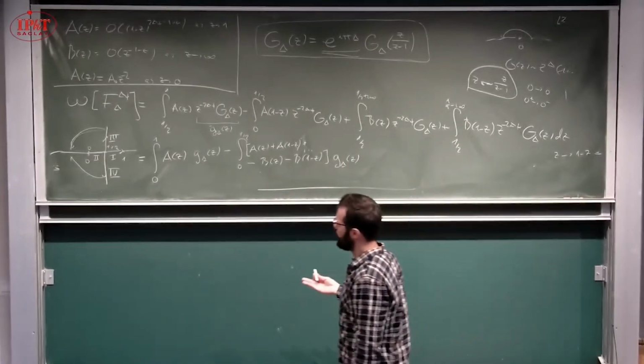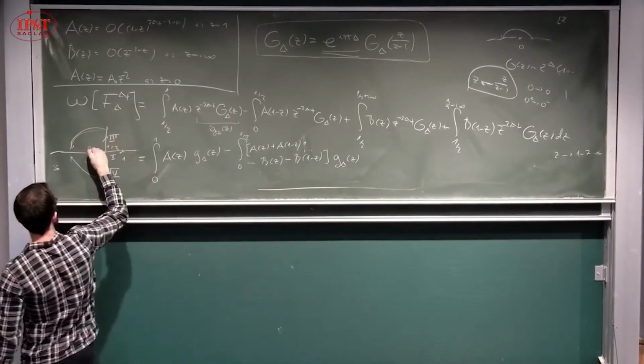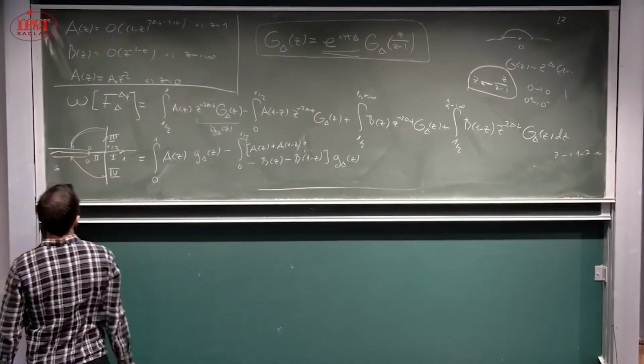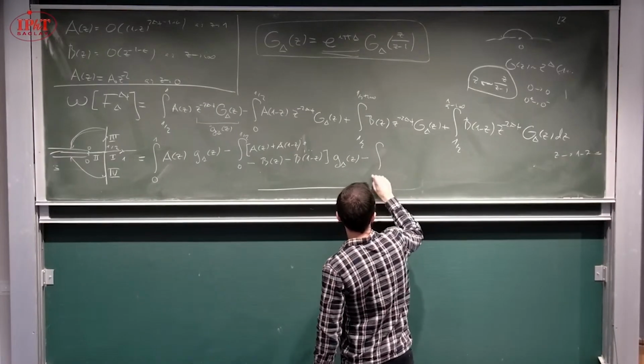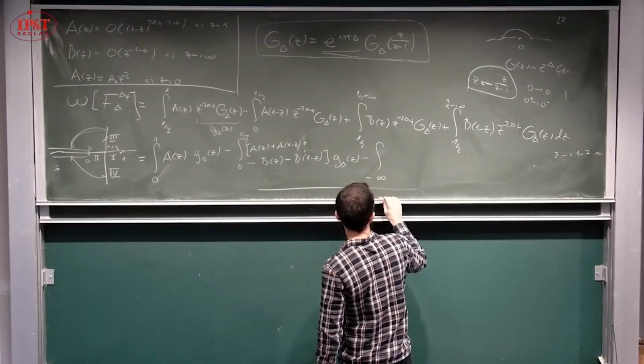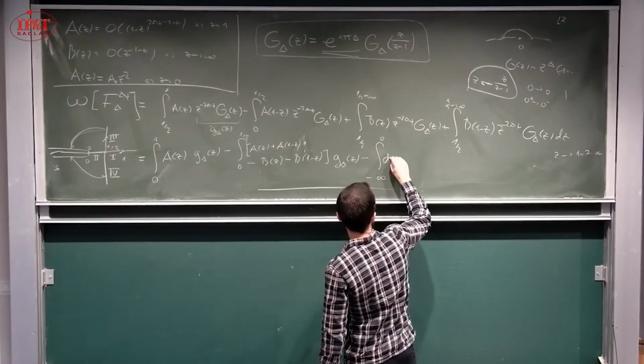But what is left now are these two pieces of the big contours which are stretched over here. So these look like the integral from minus infinity to 0 of dz.